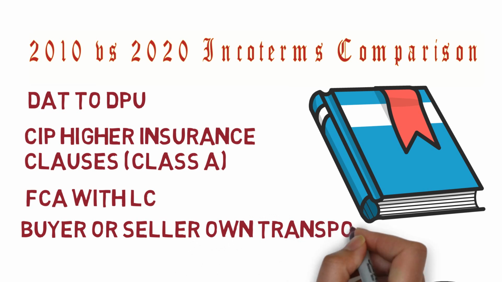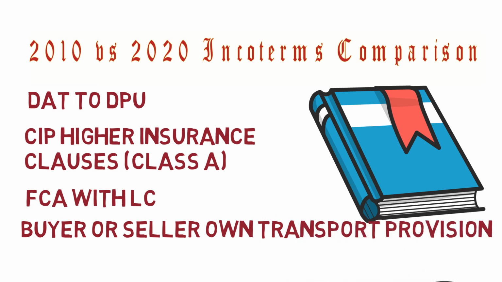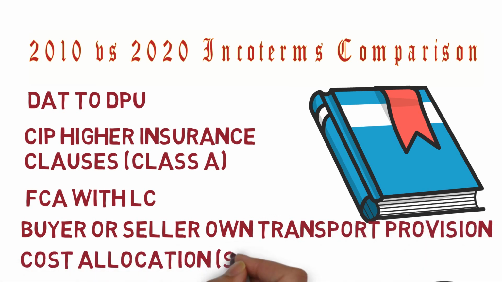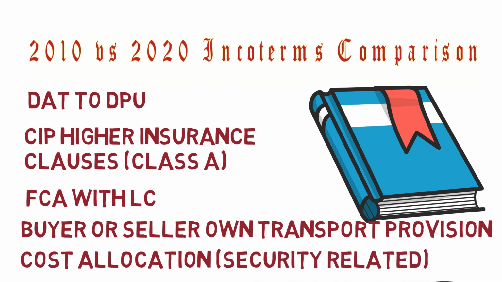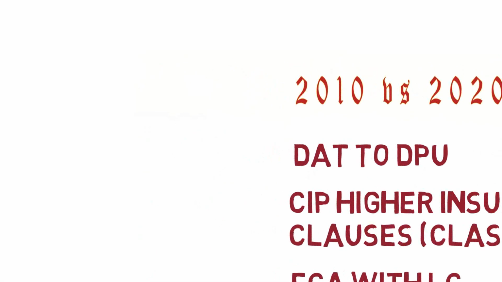Further clarity is defined specifically for FCA with LC. It also inserted a provision for transport by either trading party, as opposed to using a third party. Cost allocation pertaining to security obligations is explained in more detail.